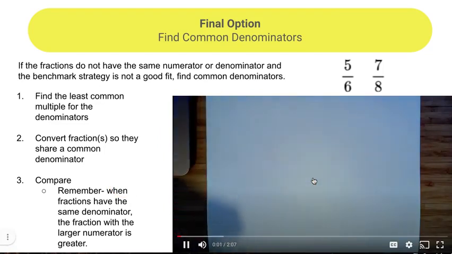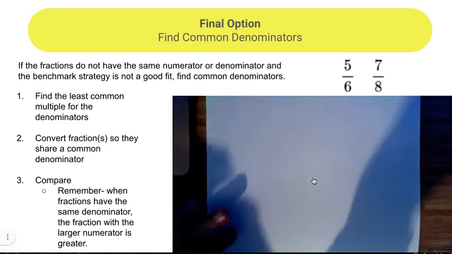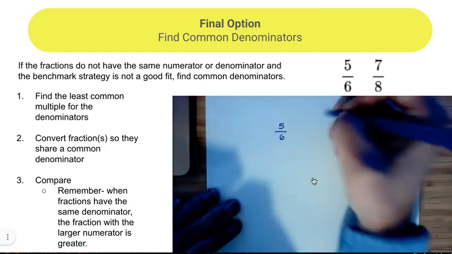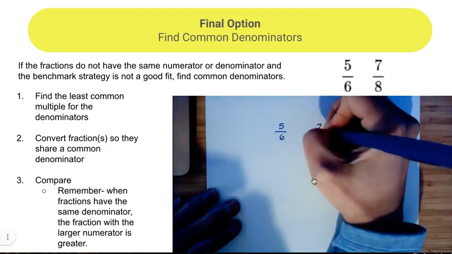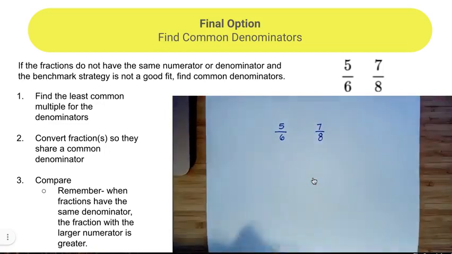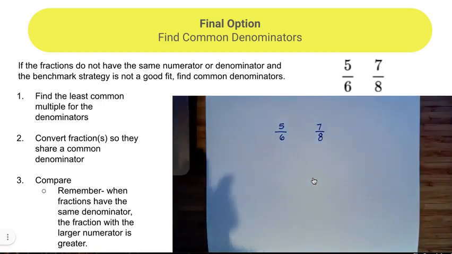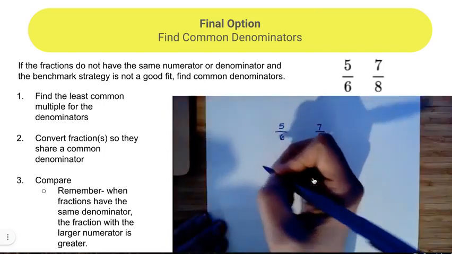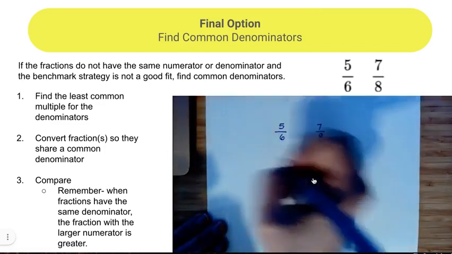In this second example, again, I'm comparing two fractions that do not have the same denominator. They do not have the same numerator. They cannot easily be compared using the benchmark 1/2. And so I need to find common denominators and make equivalent fractions. So the first step is to find the least common multiple for 6 and 8.